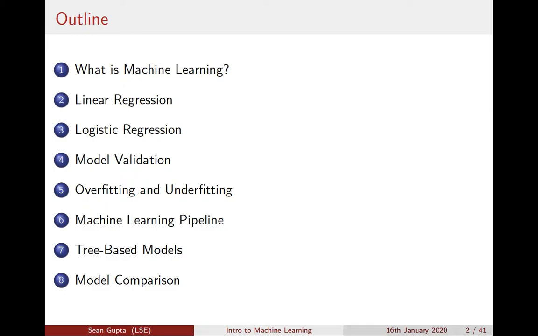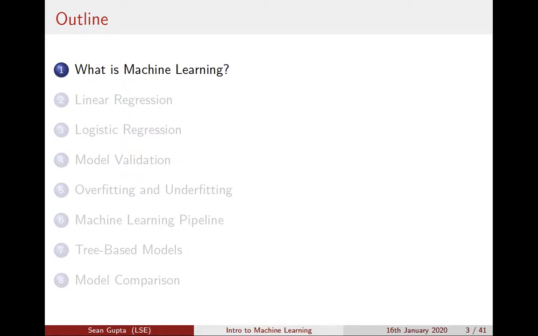Moving on, we're going to talk about tree-based models, namely decision trees and random forests, which also should be fairly easy to understand. And finally, we're going to put everything into perspective and discuss how we can combine and compare different kinds of models.